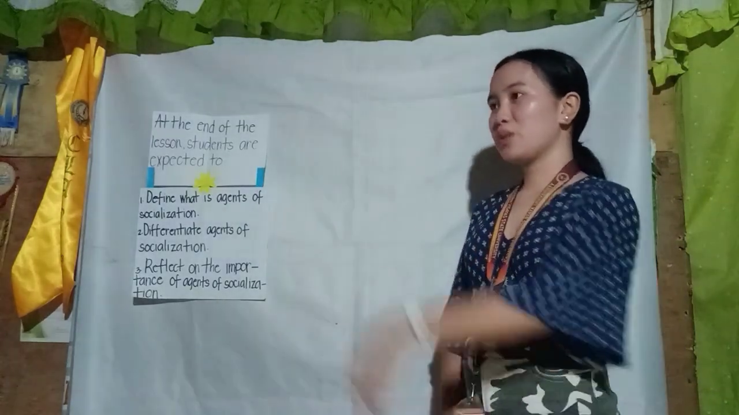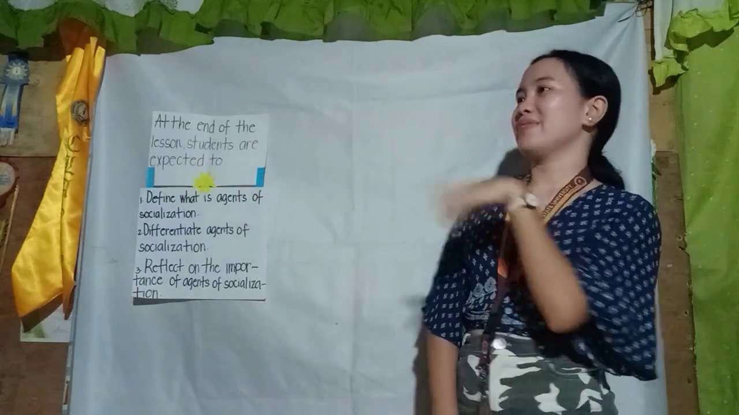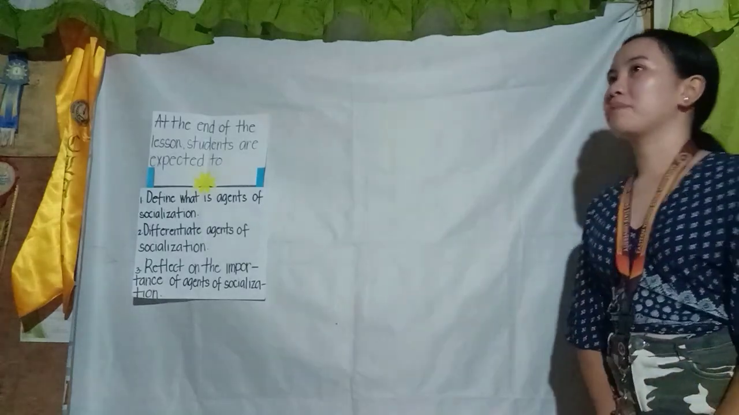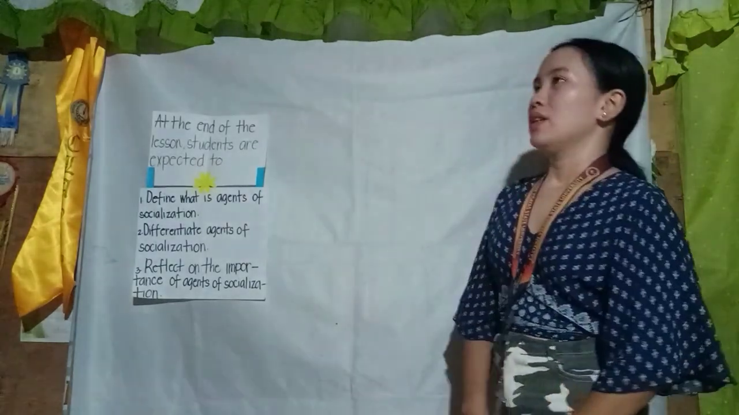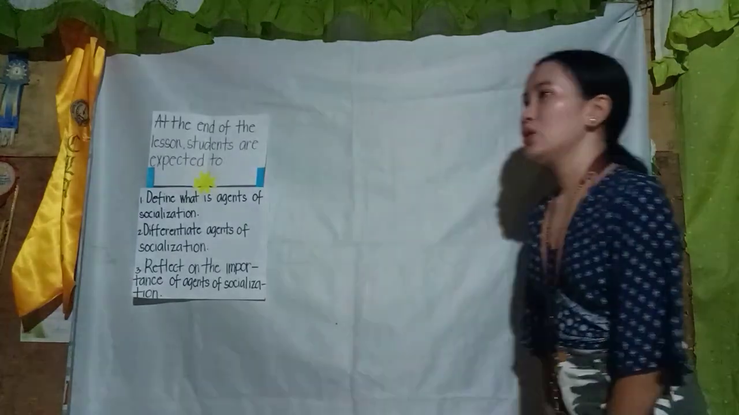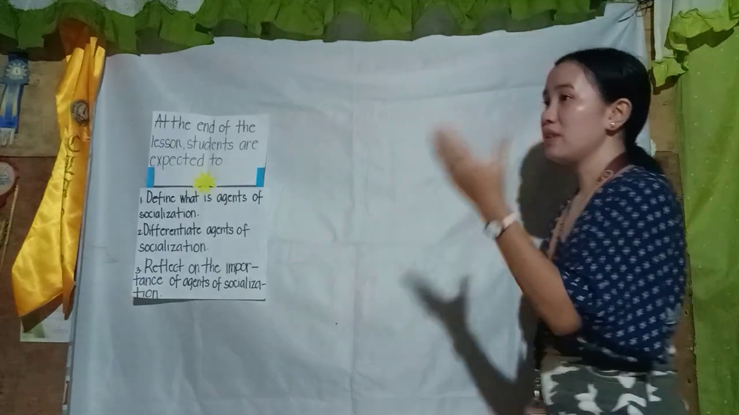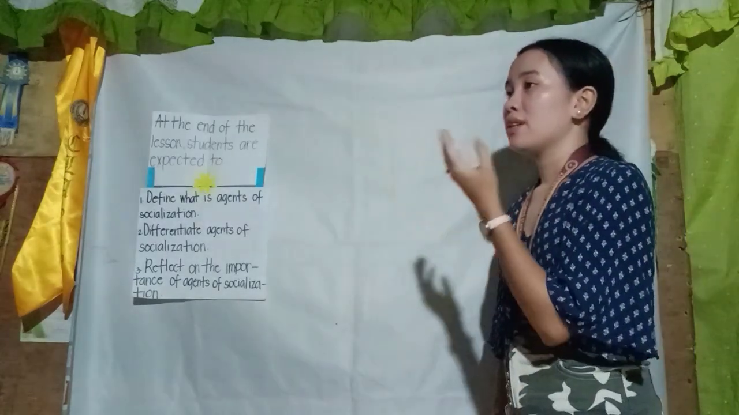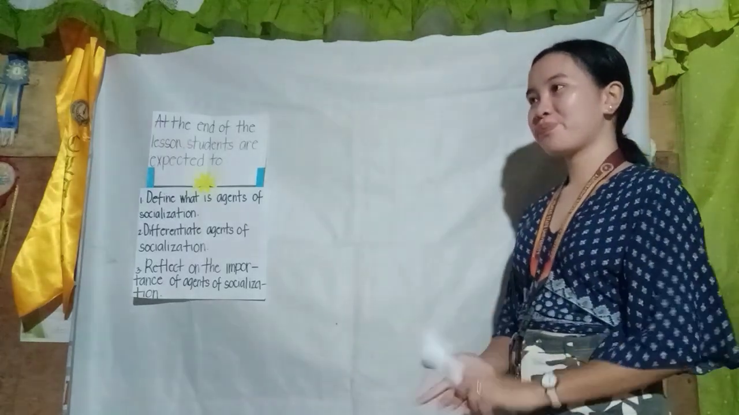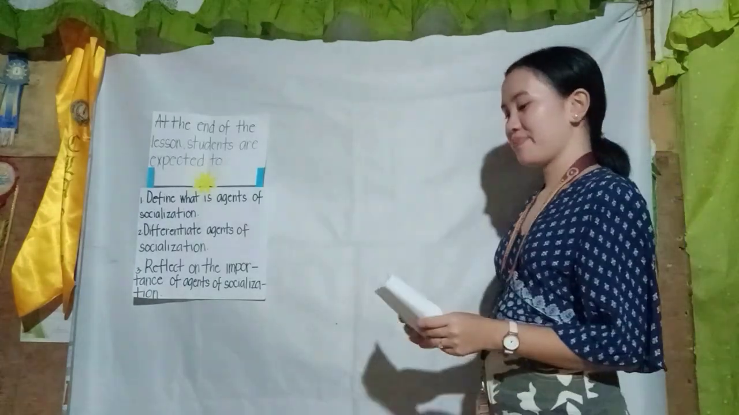Okay, so, group 1. Okay, dog sound. How about group 2? The cat sound. Okay, so the direction of this activity is that you will define agents of socialization by agreeing or disagreeing with the given words. Okay, so let's start. Are you ready? Okay, so let's start.